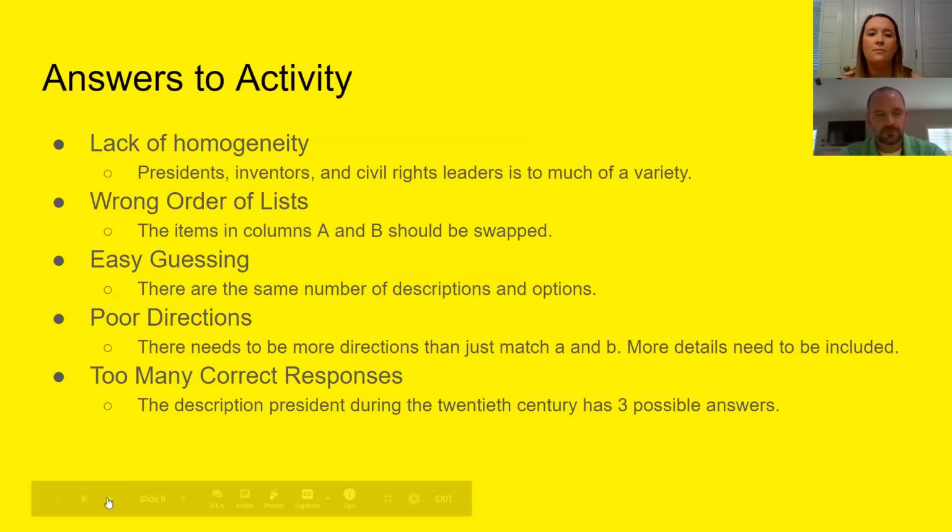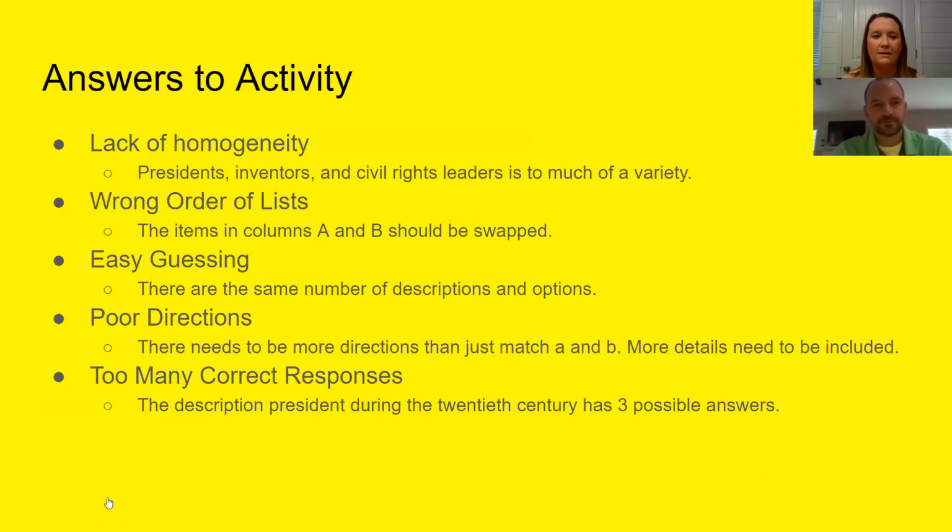It lacks homogeneity. The presidents, inventors, and civil rights leaders, there's too much of a variety. We're using too many things as our answers. And then we've got the wrong order. As Zane mentioned on the previous slide, you want to put your items in column A and your answers in column B, so the items in columns A and B need to be swapped because it's confusing to the students. And there's the same number of descriptions as there are options, so it's easy for the students to guess. If they don't know one, they can just eliminate all the other ones and pick the correct one.